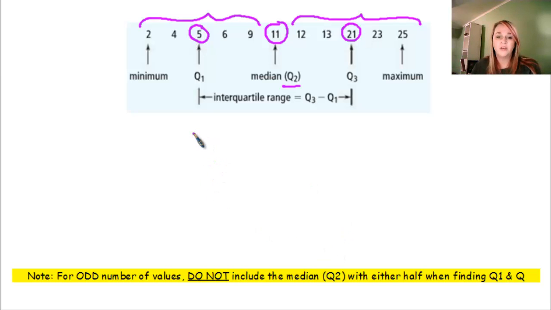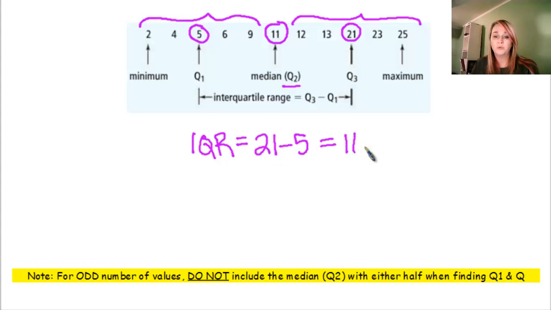Now, there's this thing called the interquartile range. That's just the difference of Q3 and Q1. So for here, it would be 21 minus 5, which would be 16, the interquartile range for this particular set of data values. If you need a refresher, stop right now, pause, rewind, and replay this part.